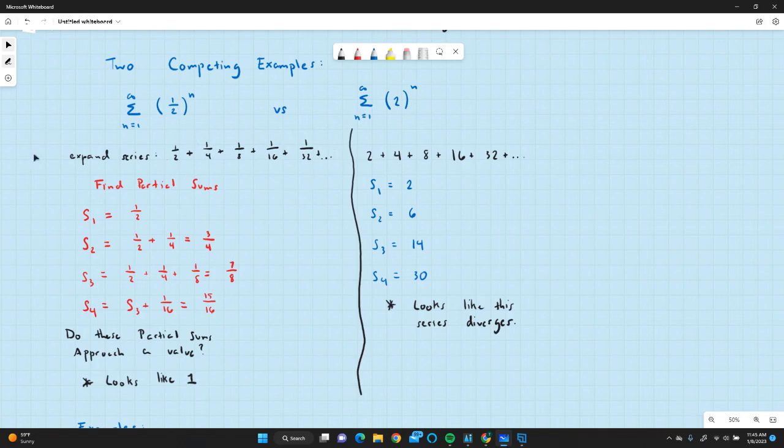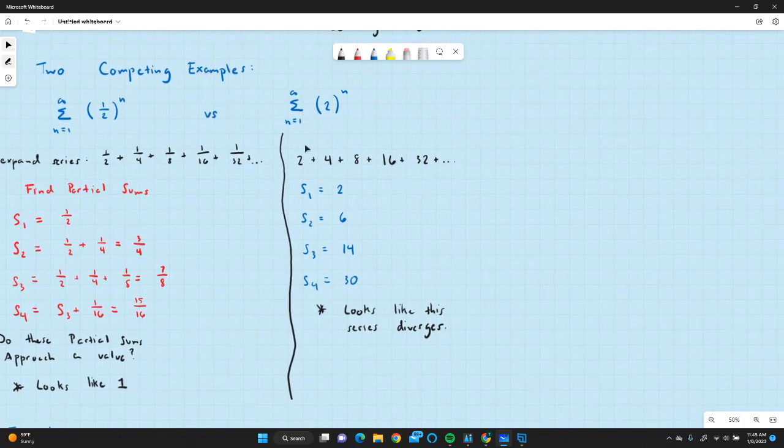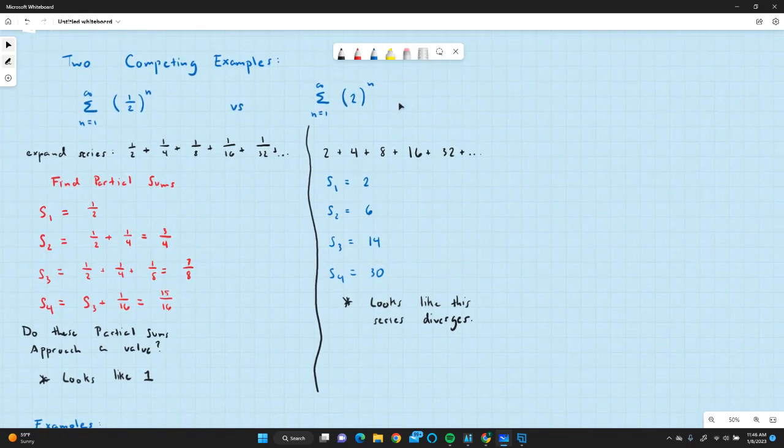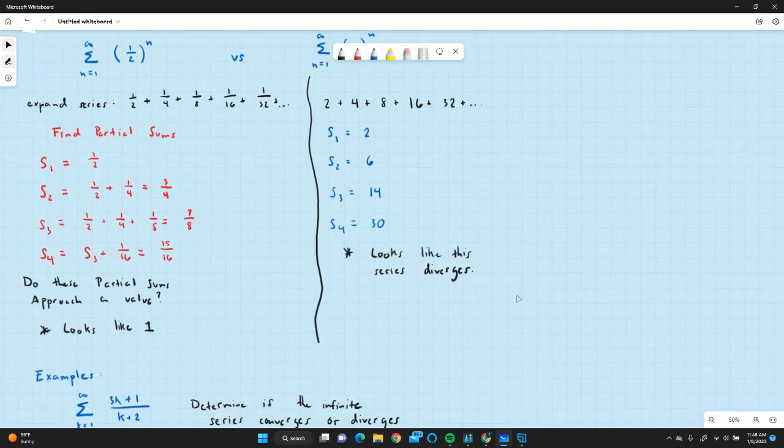That is one way to kind of wrap your mind around what you think is happening. That's not a formal proof. That's just showing, oh, look, it looks like if I found the partial sums, I'm getting closer and closer and closer to 1. Whereas on the flip side, if we have this series and we expanded it out, the first partial sum would be 2. The second partial sum would be 6. The third partial sum is 14. The fifth partial sum is 30. Look, these partial sums are getting bigger and bigger and bigger, which means that this infinite series likely diverges. And it does, for reasons we'll talk about in a second.